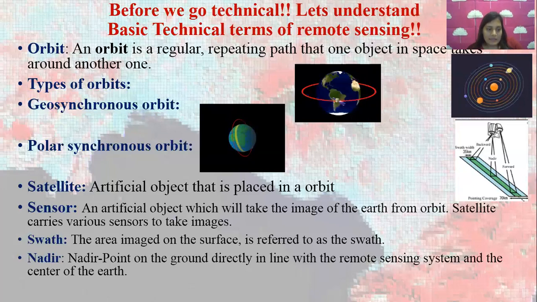Okay. Now we will see the sensor. A sensor is an artificial object which will take images of the earth. A satellite carries various sensors, meaning the satellite is the main body and inside it we keep sensors. Now what is swath? Swath means the image area; the area imaged on the surface is known as swath. Here also I have shown the figure: a 35 kilometer swath width means it will obtain the image over 35 kilometers. And last is the nadir point. We will discuss it in the next session. Thank you.